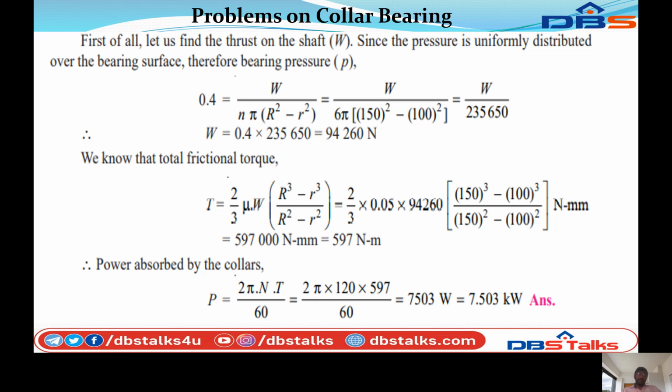Therefore, the power absorbed by the collar: P equals 2 pi n T by 60. Substitute the values, 2 into pi into n 120 into T 597 by 60. We can calculate the value P equals 7,503 watts. This is converted to kilowatts, 7.503 kilowatts.